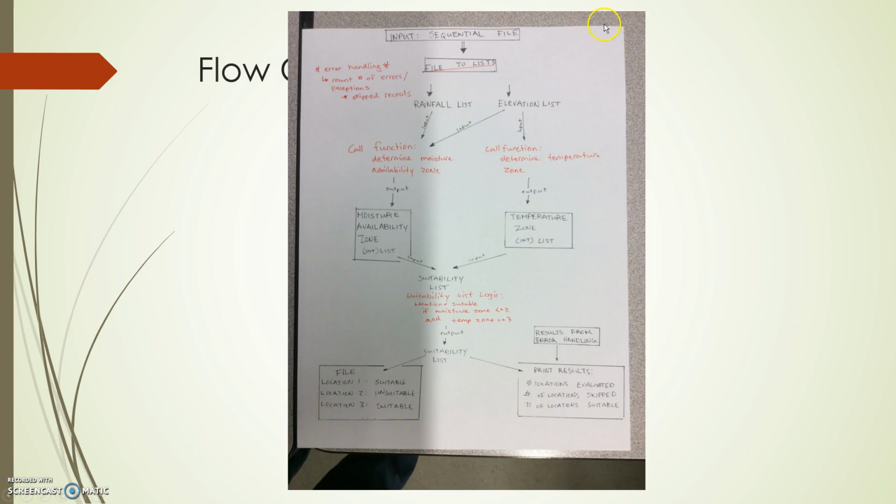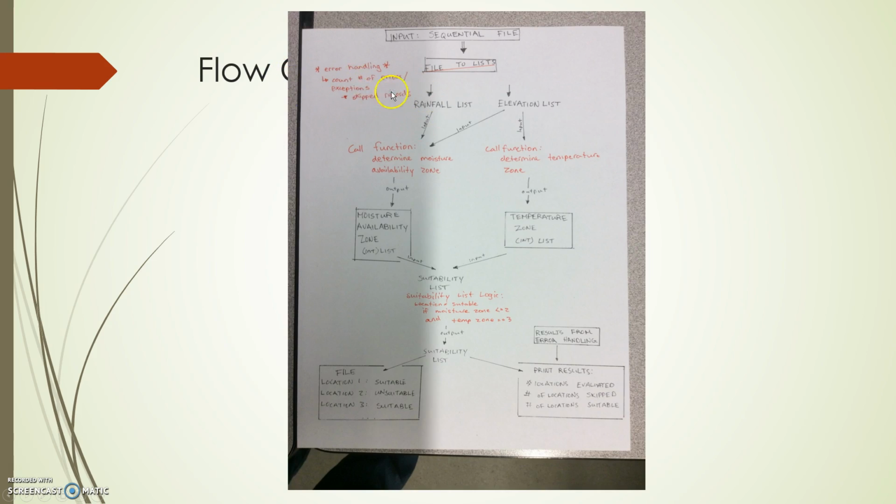So this is the basic flow of our program, how it'll go through. At the start, it'll prompt the user to enter a sequential file, and then we'll run some error handling and have some sort of function or block of code that converts the files to lists. And that'll output a rainfall list and an elevation list.